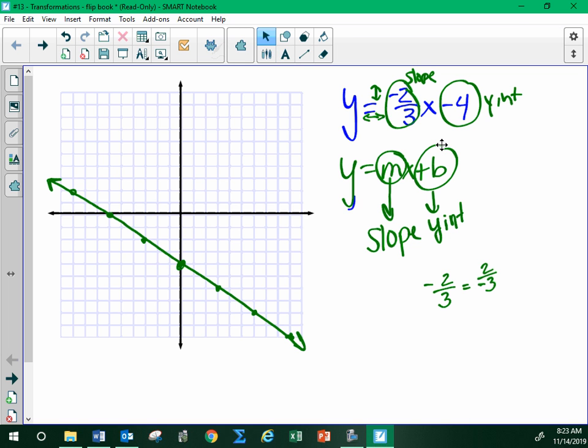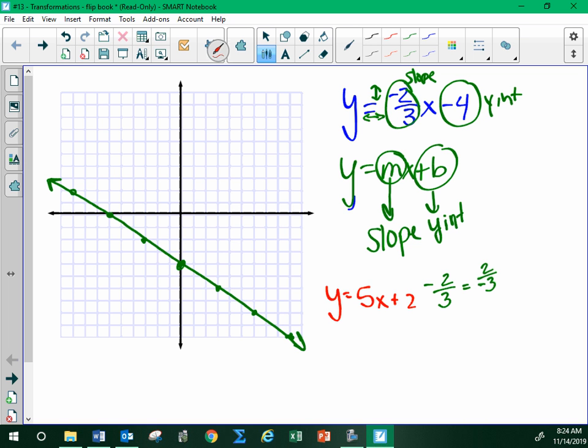Let me do one more example. Let's say we have y equals 5x plus 2. Here my y-intercept is positive 2, so I just go 1, 2, plot my dot. And then my slope is 5. We want it to be written as a fraction, so slope, which we represent with an m, is the same thing as saying 5 over 1. So I would go up 1, 2, 3, 4, 5 over 1.